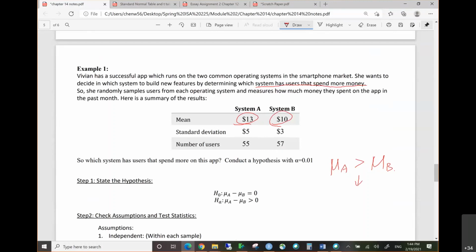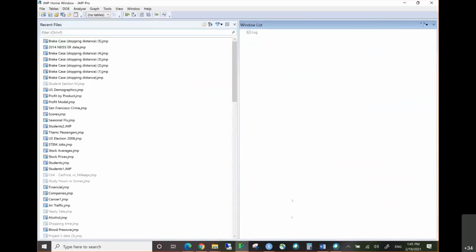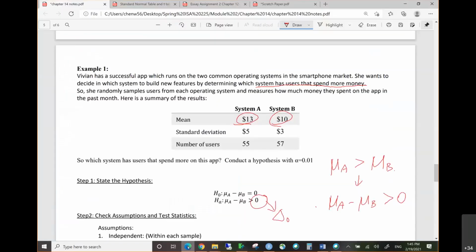But we do not have this kind of hypothesis, right? We need to change it to mu of A minus mu of B larger than 0. Then this will be our alternative hypothesis. So once we figure out our alternative hypothesis, at the same time, you know the value of your claimed difference, delta zero, which is just the value of 0.